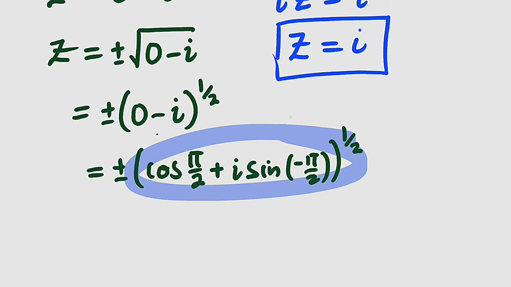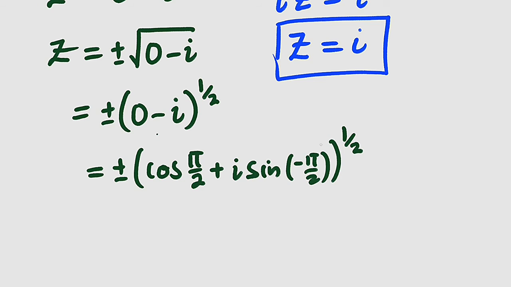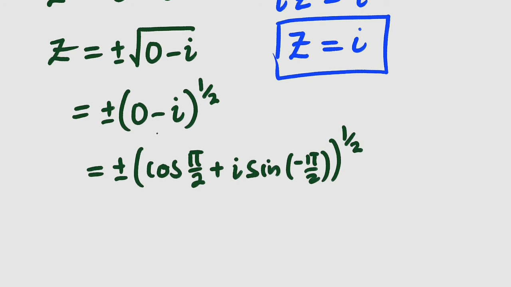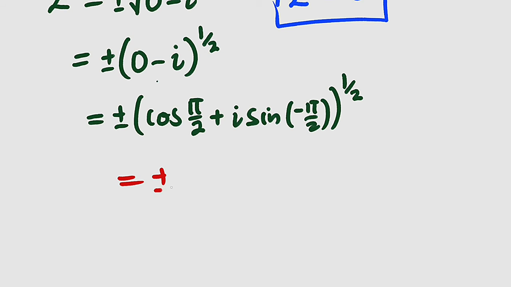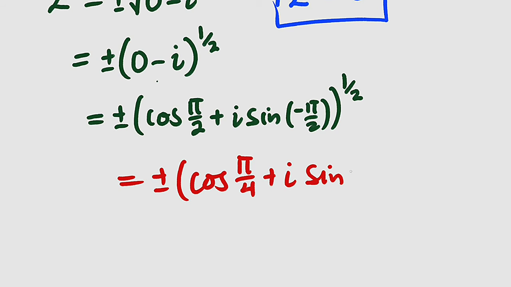And how can we expand this? According to De Moivre's theorem, we can multiply the argument by the exponent. So let's do that. So this is equal to plus or minus cosine of what? Pi divided by 4. Once you multiply this by this, you're going to obtain pi divided by 4. Then plus i sine of negative pi divided by 4.